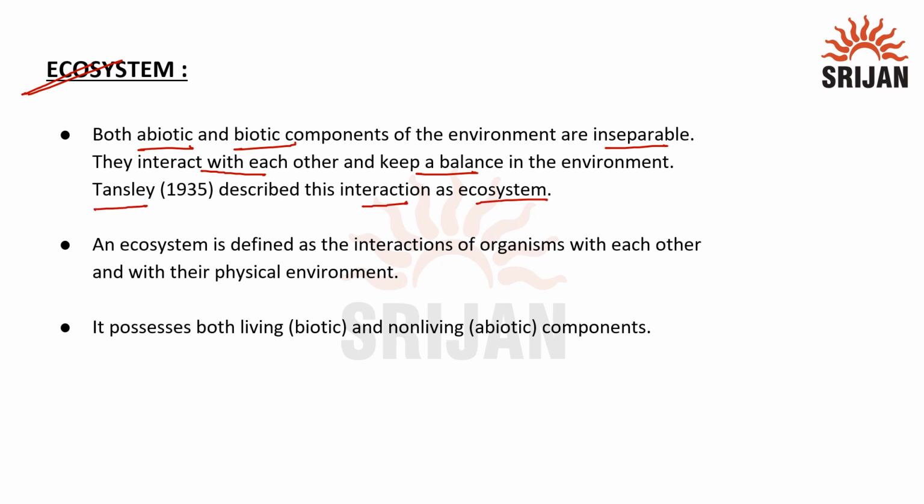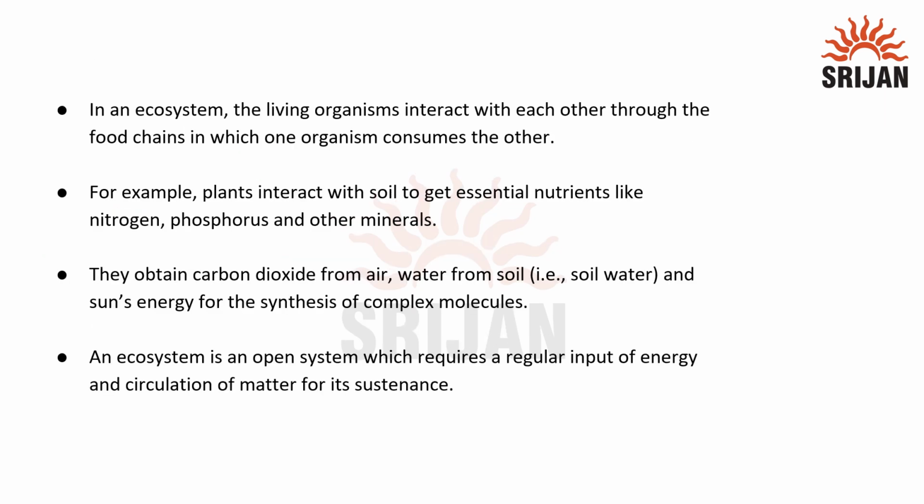So let's define ecosystem. An ecosystem is defined as the interaction of organisms with each other and with their physical environment. So it possesses both components: the living component, biotic, and the non-living component, which is abiotic. The ecosystem is the structural and functional unit of the environment, and in an ecosystem, living organisms interact with each other through the food chain, in which one organism consumes another.